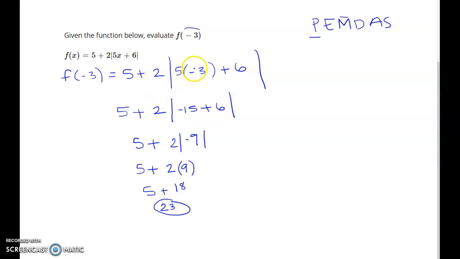So notice we start inside the parentheses, or absolute values in this case, and we simplify completely, even doing the absolute value before we worry about anything on the outside. So little refresher on order of operations here.